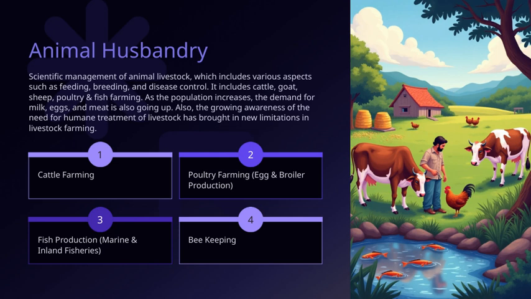Cattle farming remains a major source of milk and meat. Fish production, including marine and inland fisheries, is also expanding to meet the rising demand. Poultry farming, which includes egg and broiler production, is increasingly important as a quick source of protein. And then there's beekeeping, or apiculture, which not only provides honey but also supports pollination and biodiversity. All these aspects connect back to the broader goal of improving food security and sustainable farming practices, ensuring we meet the nutritional needs of our growing population responsibly.